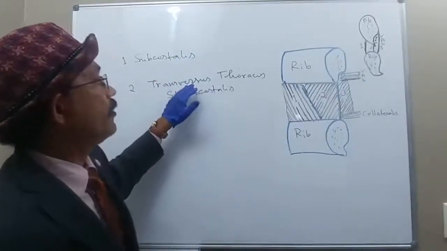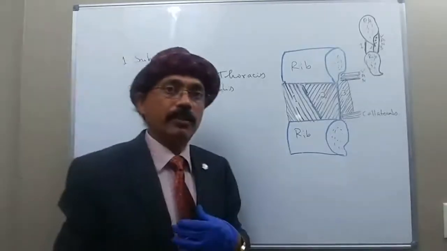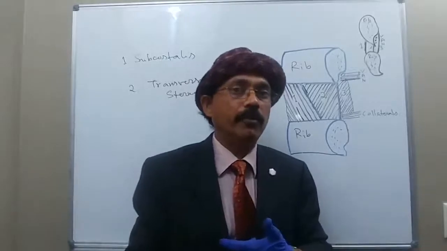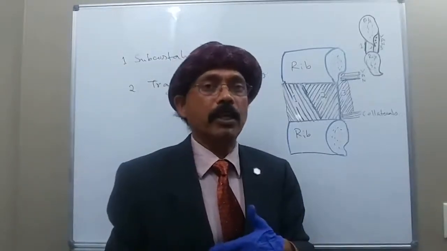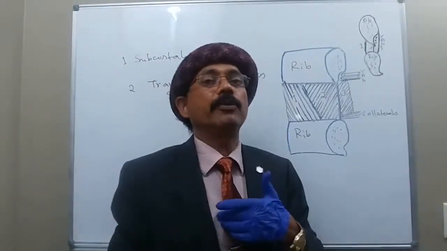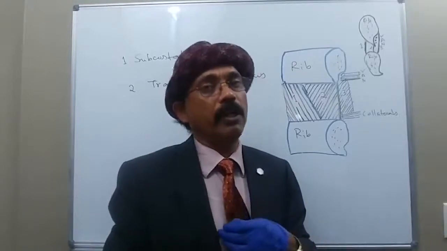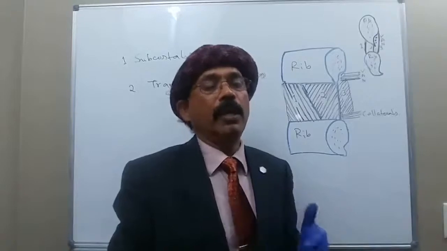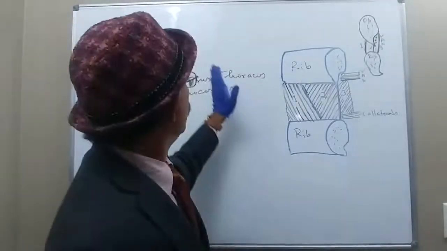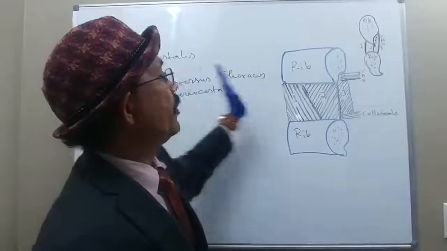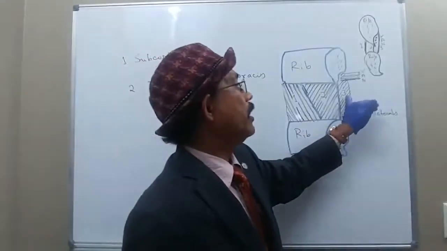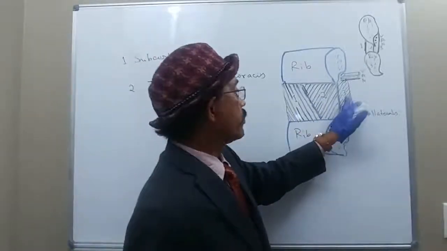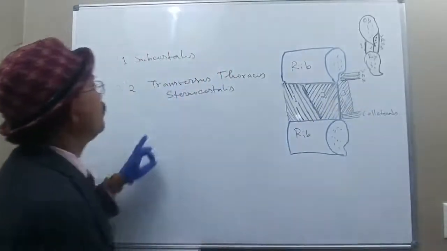Okay, transversus thoracis is present anteriorly, from the posterior aspect of the xiphoid process and from the lower costal cartilages, and they insert to the costal cartilages above the origin. And these two muscles are in the same plane as that of the innermost intercostal muscle. These two muscles are in the same plane.